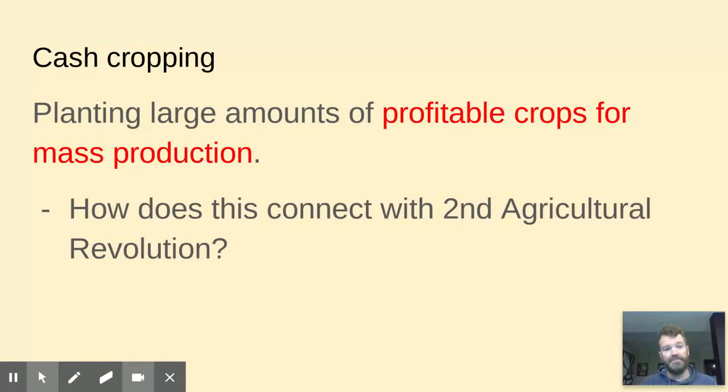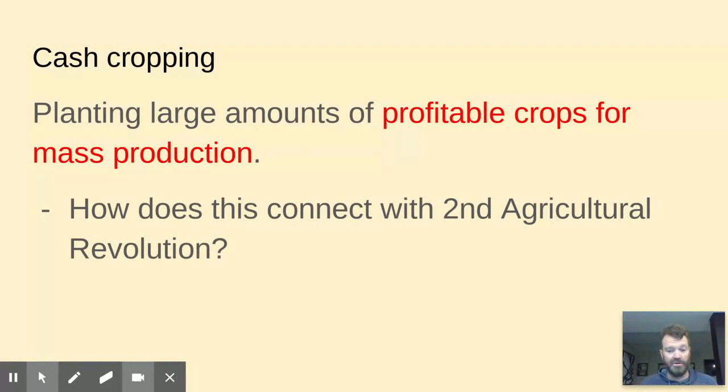Cash cropping, you plant large amounts of profitable crops for mass production. Okay, so this connects with the second agricultural revolution because now fewer farmers can plant crops and be profitable, right? And there's a growing population. Okay, because if you remember the demographic transition model, we're kind of in stage two to stage three here, where people are becoming more educated. There are more innovations that are creating more food, which means that those people can go to cities. So cities are booming, and now that means the farmers that are left can cash crop, and they can make all kinds of money in commercial.